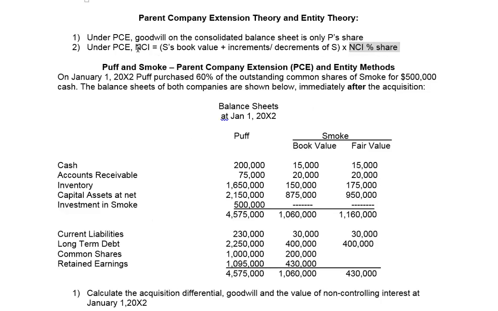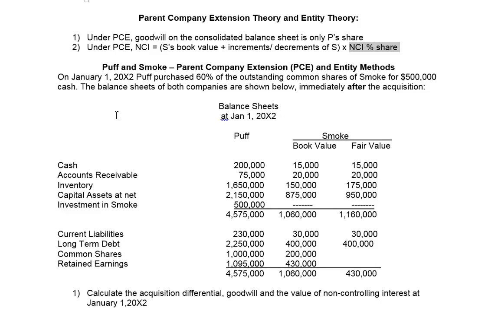So NCI at acquisition is calculated using the sub's book value plus any increments and decrements that were assessed when we did our book and fair value comparisons. Add those together and then multiply by the NCI share. As we go through, we'll be pointing out these differences to you in the calculation of goodwill and NCI under both cases. But first, let's look at the data.